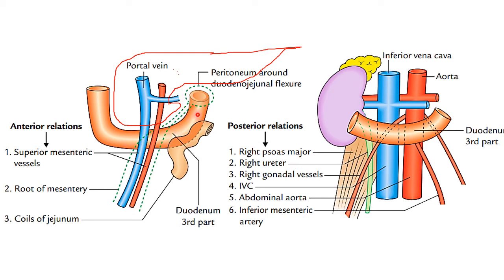Here I will discuss two relations of the fourth part of the duodenum. This is the fourth part of the duodenum. The two relations of the fourth part of the duodenum are superiorly the body of the pancreas and medially the upper part of the root of the mesentery.